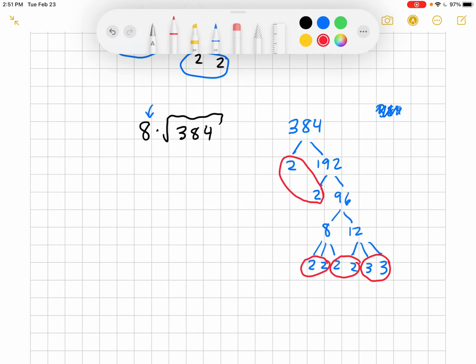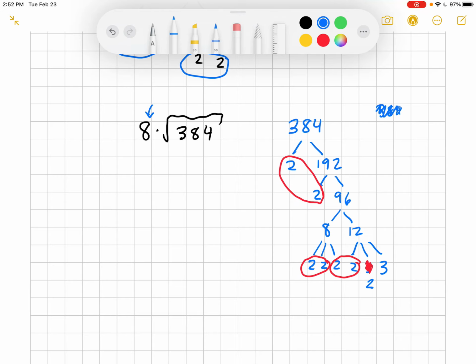I made a mistake, didn't I? Did you catch my mistake? That shouldn't be a 2. That shouldn't be a 3. That should be a 2. Because 12 is not 2 times 3 times 3. So we have 3 pairs of 2s, an extra 2, and a 3.